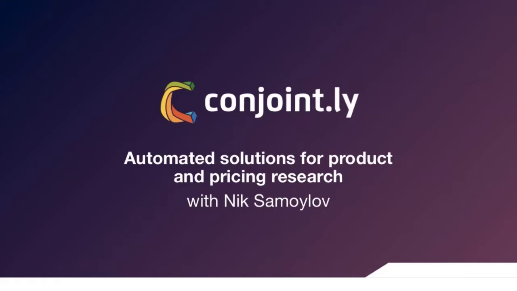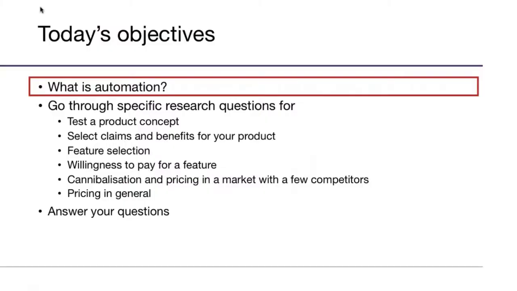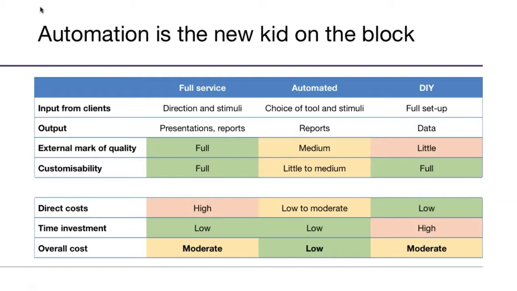Today we're talking about conjointly and actually more broadly about automated solutions for product and pricing research. In particular, as the title suggests, we're going to talk about automation and the questions that people ask in product and pricing. So what is automation in market research?